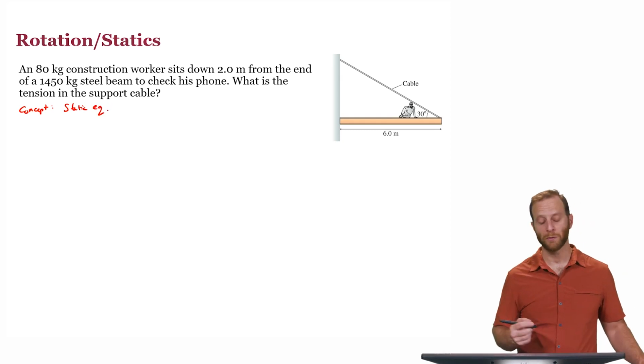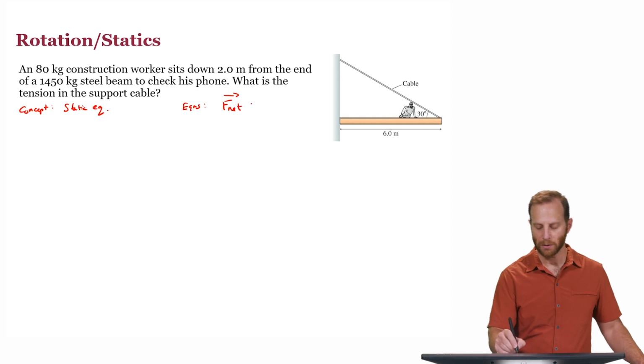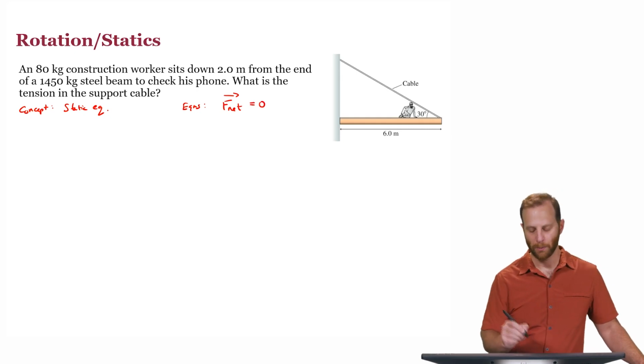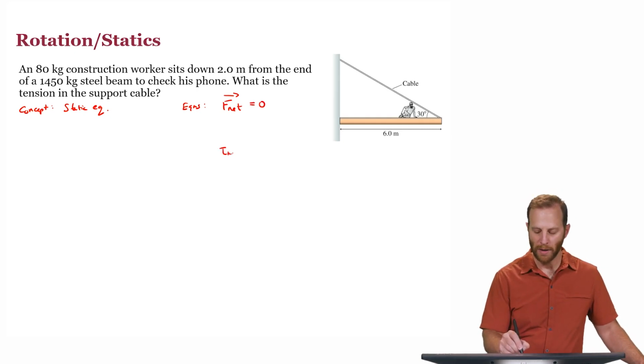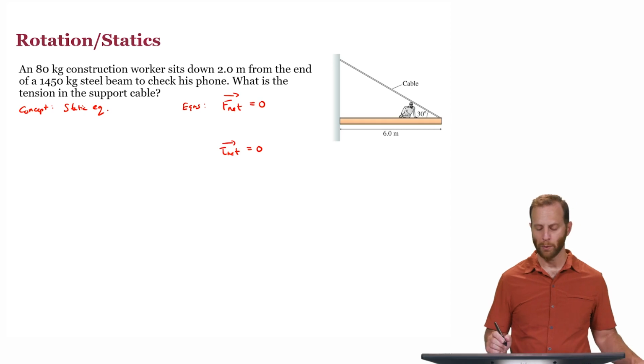There are two conditions for static equilibrium. So the equations that we have at our disposal: the one that relates to linear motion, the net force acting on this system needs to be equal to 0. Also, the net torque acting on this system needs to be equal to 0. So those are two vector equations.